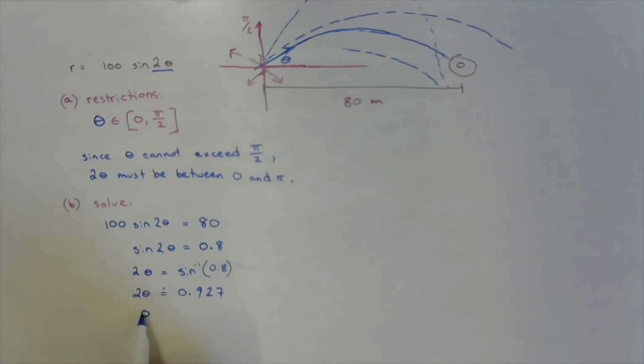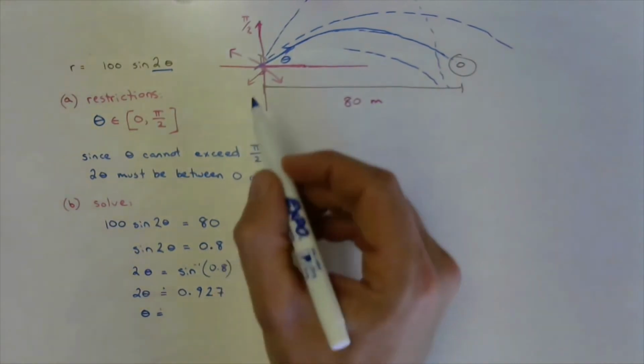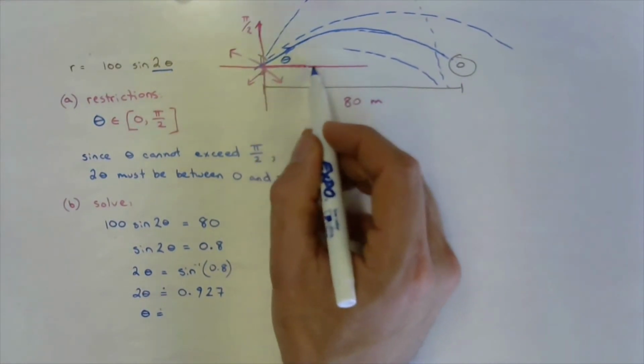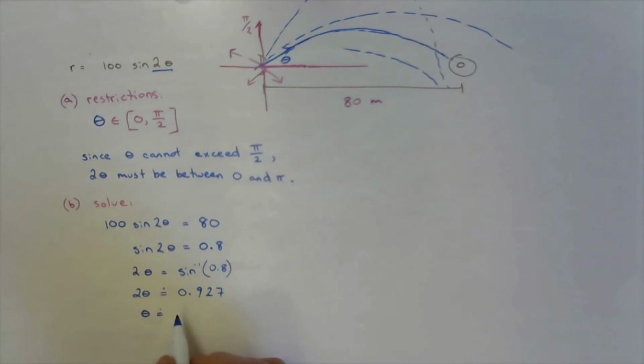Now we divide both sides by 2. Tells us that the angle that the arrow needs to be released at relative to the horizontal is 0.46 radians. We're actually going to find a second possible solution here.